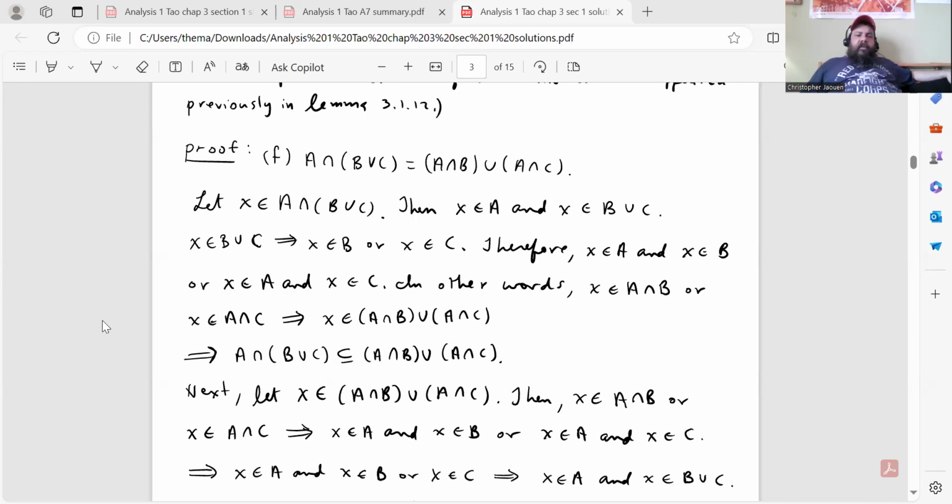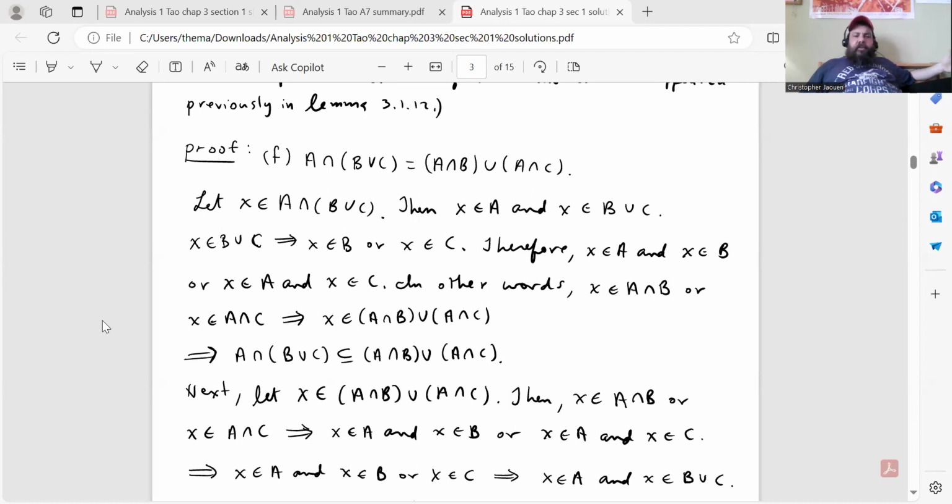So part F, I want to show that A intersect (B union C) equals (A intersect B) union (A intersect C). This is one of the distributive laws. There's actually two distributive laws. This is one of them. All right, so let x be an element of A intersect (B union C).